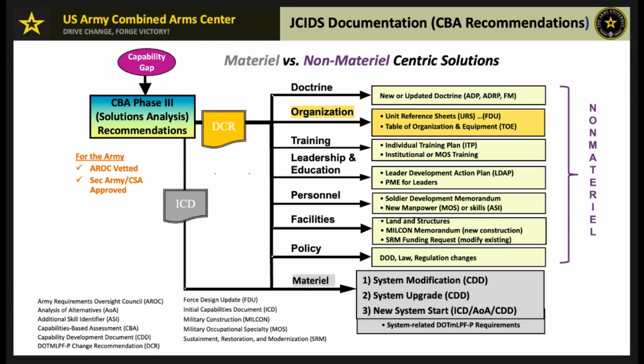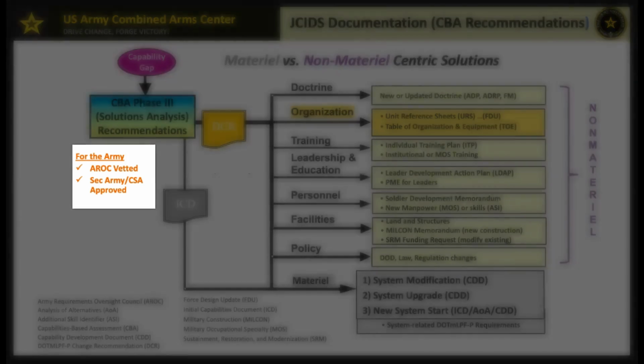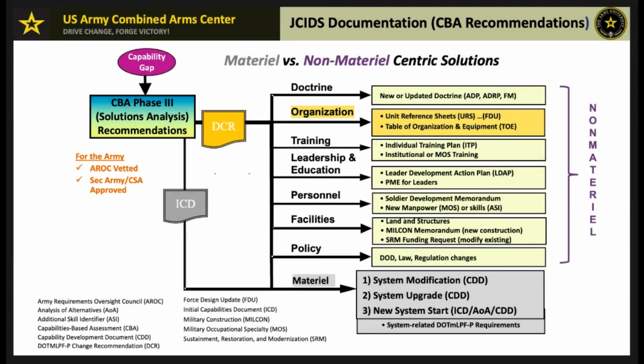The JCIDS process considers both types of solutions during CBA, where recommendations are made for addressing identified capability gaps. These recommendations are then vetted through the AROC and approved by the Secretary of the Army or the Chief of Staff of the Army, ensuring that the chosen solutions are aligned with strategic objectives. Both material and non-material solutions are essential, and the effectiveness of the military depends on the right balance between the two. While material solutions may provide the cutting-edge tools needed on the battlefield, non-material solutions ensure that the Army remains organized, trained, and led in a way that maximizes the effectiveness of those tools.